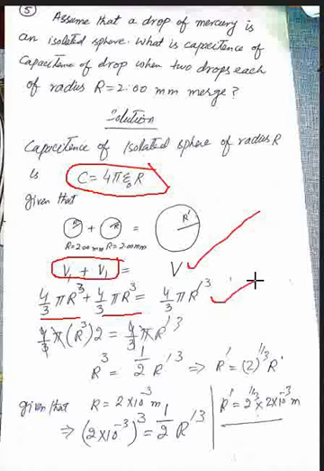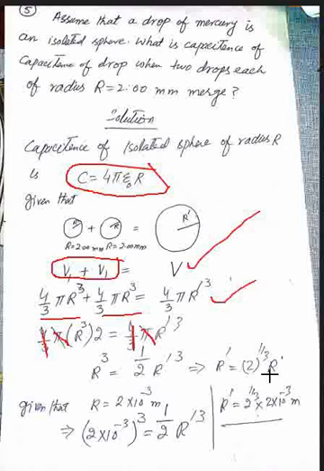So now we want to find a relation between r and r dash. If you add these two, this will become 2 into 4 over 3 pi r cube equal to 4 over 3 pi r dash cube. So 4 over 3 is cancelled with 4 over 3, and pi is cancelled with pi, and we are left with 2r cube equal to r dash cube. Or in other words, if we take the cube root on both sides, r dash will be equal to 2 power 1 over 3 into r.